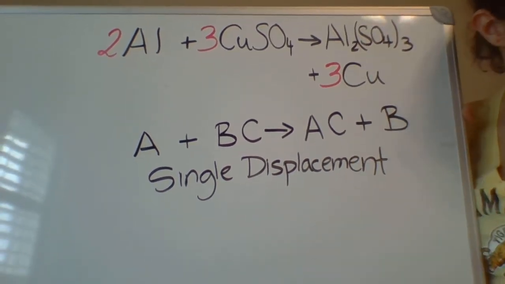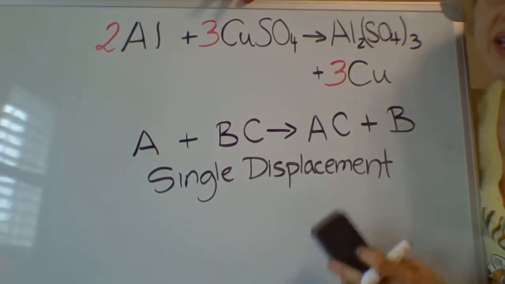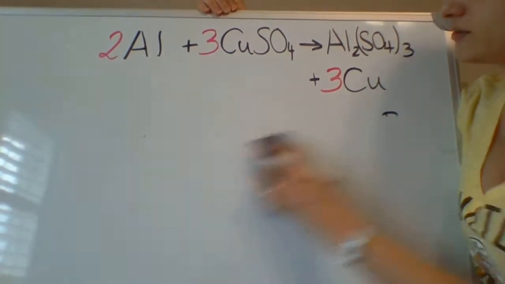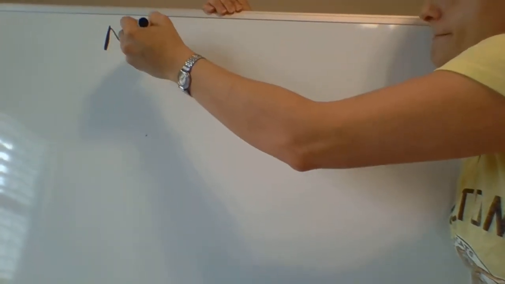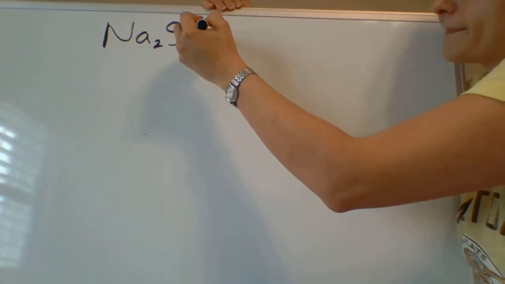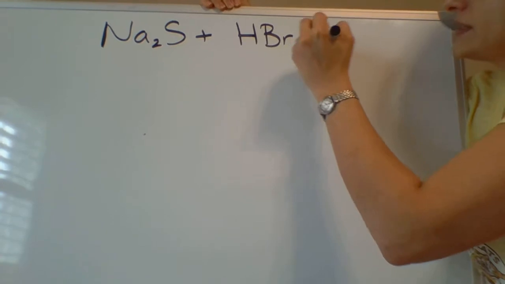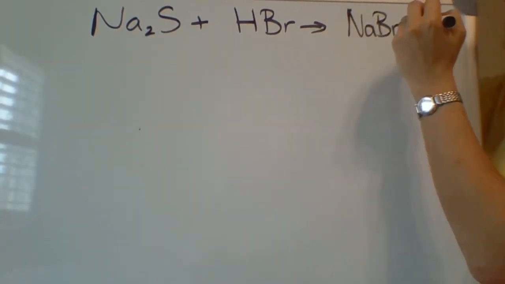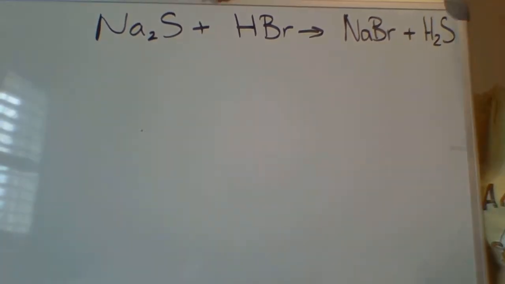Now, what would happen if we had another type? Hopefully you now realize through the process of elimination which equation I'm going to be working with you. Now, let's look at the situation of sodium sulfide reacting with hydrogen bromide to give us sodium bromide and hydrogen sulfide. Okay.